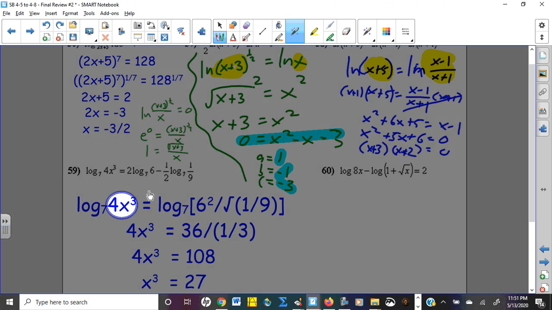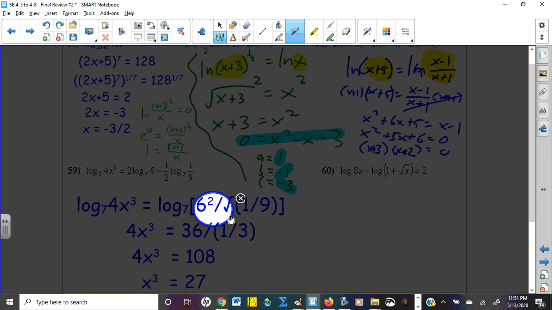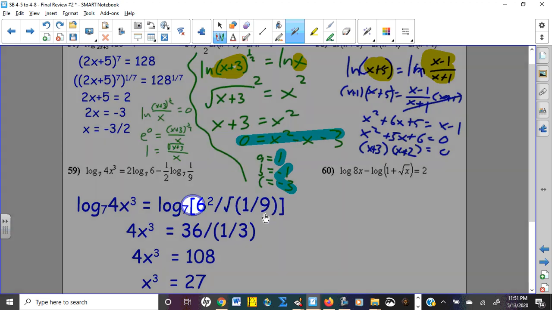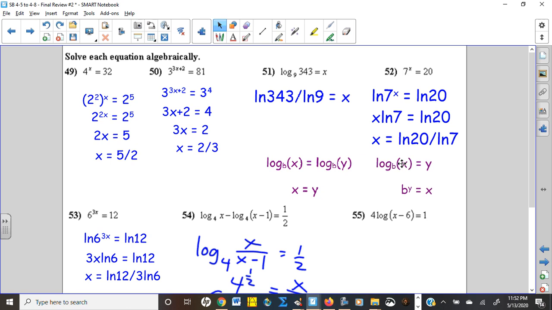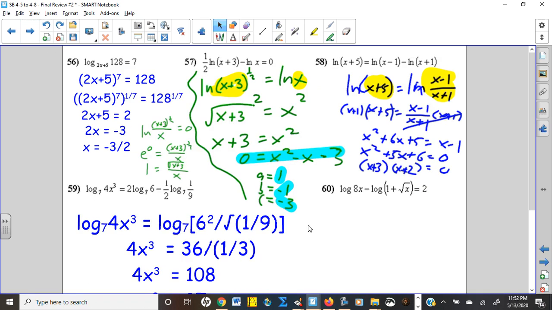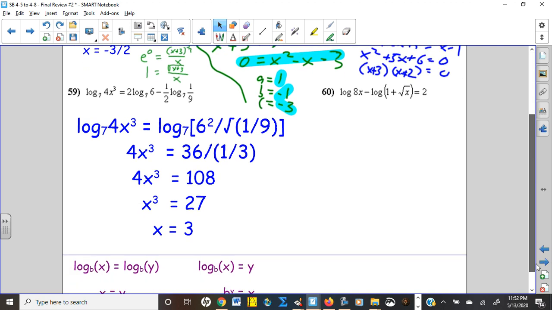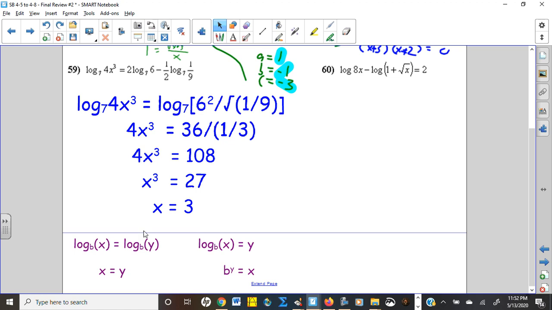Now that I've simplified it down, I know that this argument has to equal this argument. This was the other kind of problem I told you you'd see, where you don't just have logs on one side and convert it into an exponential. You have logs on both sides, so you just simplify and set the arguments equal. When I do set the arguments equal, I get 4x cubed equals 108, so I can divide by 4. Usually with an x cubed that's not going to make you very happy. Oh, there it is, x cubed equals 27. But since 27 is a perfect cube, it does make me happy. So that's how we do 59.